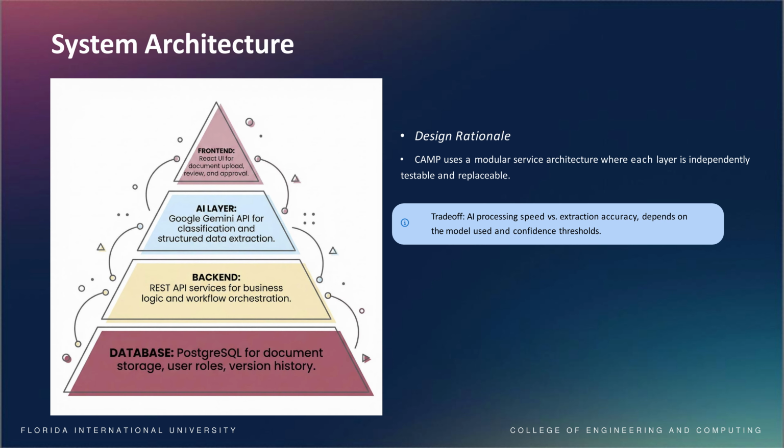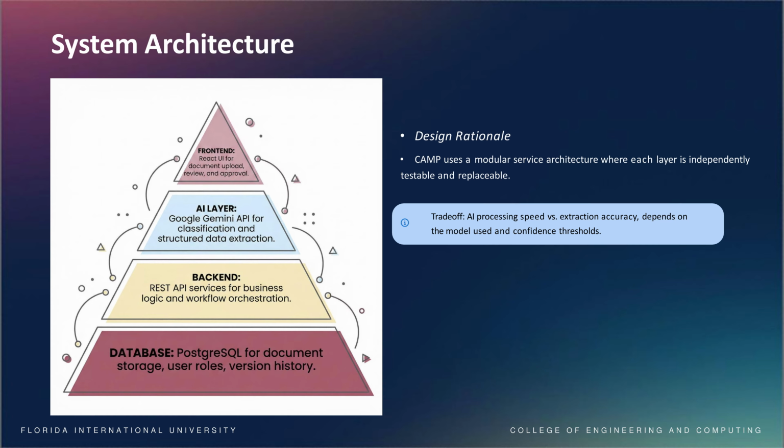Moving into the architecture, CAMP implemented a modular service architecture, meaning that we try to have as low coupling as possible and high cohesion with every module. For the database, we use PostgreSQL for storing documents, user roles, and versions, and other data.